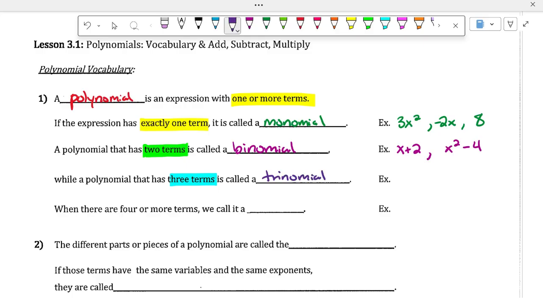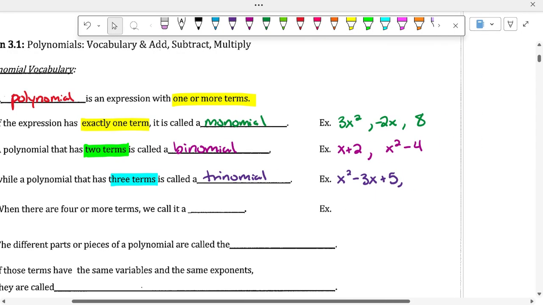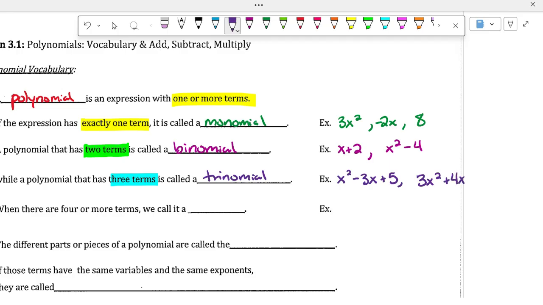Trinomials are probably the ones that you see the most of. Binomials and trinomials are probably the ones you're going to see the most of with quadratics. So an example of a trinomial will be x squared minus 3x plus 5. It could also be 3x squared plus 4x minus 6. Those are examples of trinomials.